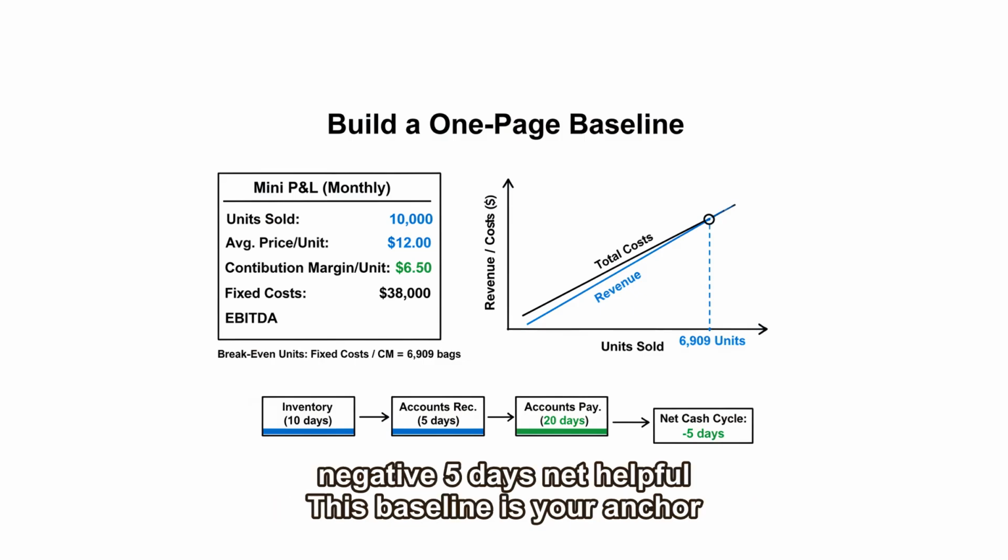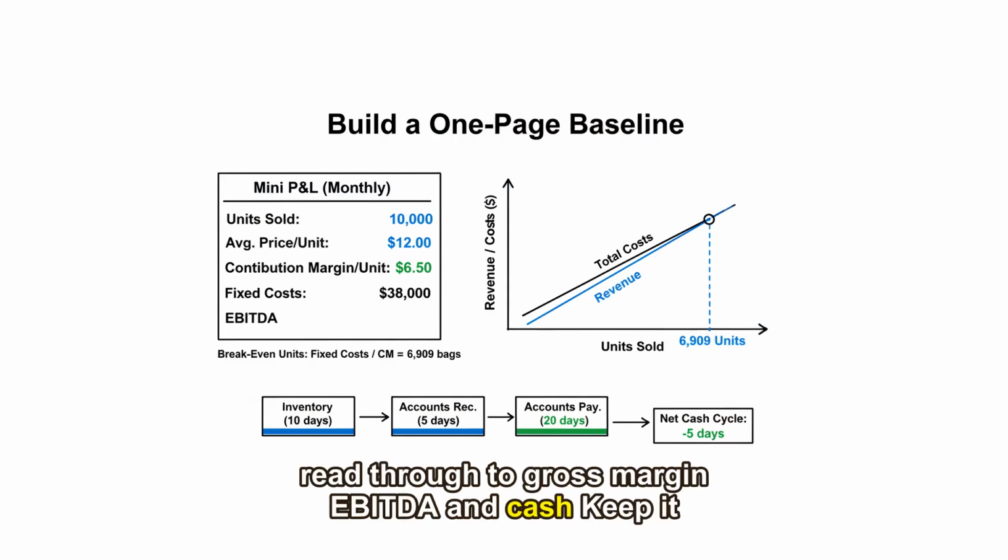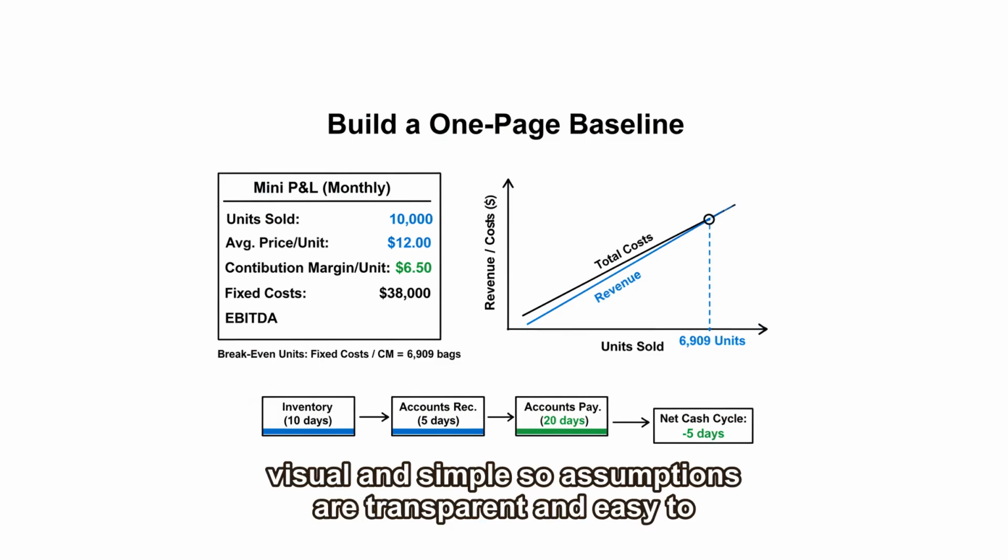Helpful. This baseline is your anchor. All scenarios flex one or more of these knobs and read through to gross margin, EBITDA, and cash. Keep it visual and simple so assumptions are transparent and easy to challenge.